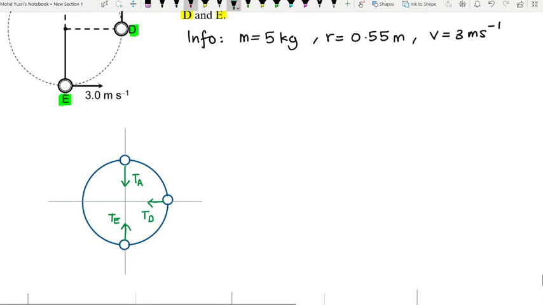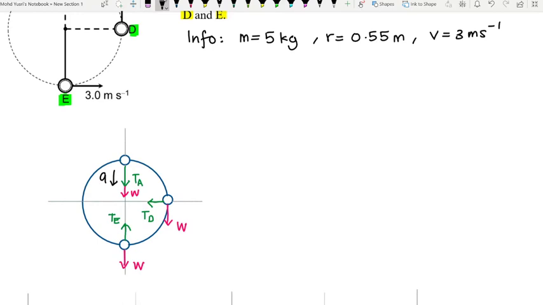Selain daripada itu, kita ada weight. Weight is always downward. Weight pada point D dan juga weight pada point E. So, di sini kita dapat nampak force yang bertindak pada bola itu pada point A, D dan juga E. Nah, kita kena ingat dalam circular motion, the direction of acceleration is always towards the center.